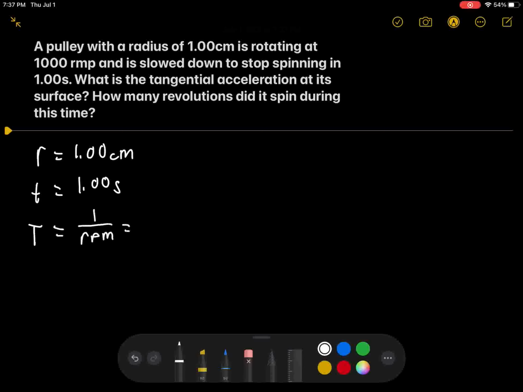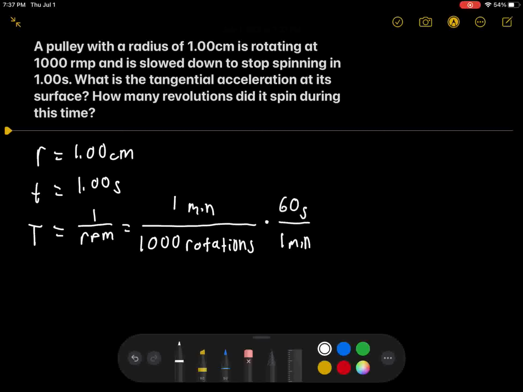and we have to do a little bit of conversion since this has to be in terms of seconds. So 1,000 rotations per minute, and then we have to multiply that, because for every 1 minute there are 60 seconds. Okay, we have all of that so far.